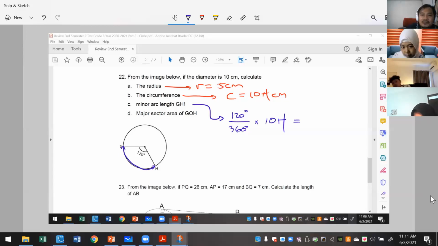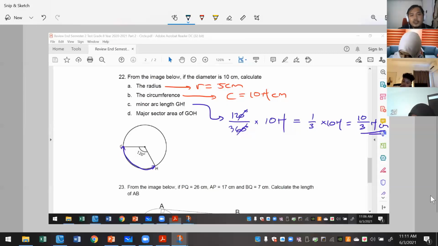And I can simplify this. I can cancel the 0, and divide both of them by 12. So I will get 1/3 times 10 pi, which equals 10/3 pi centimeter. And there we go, right? It's quite easy. Okay, the next question.